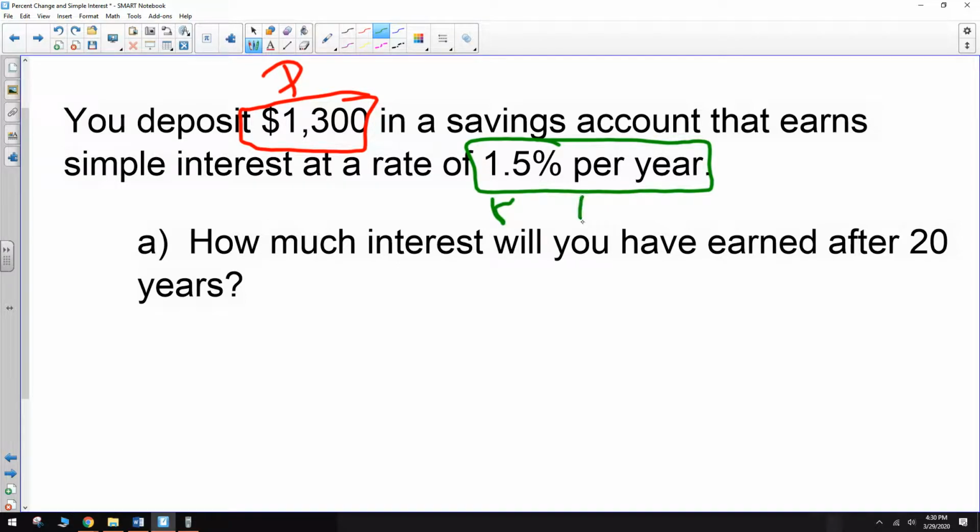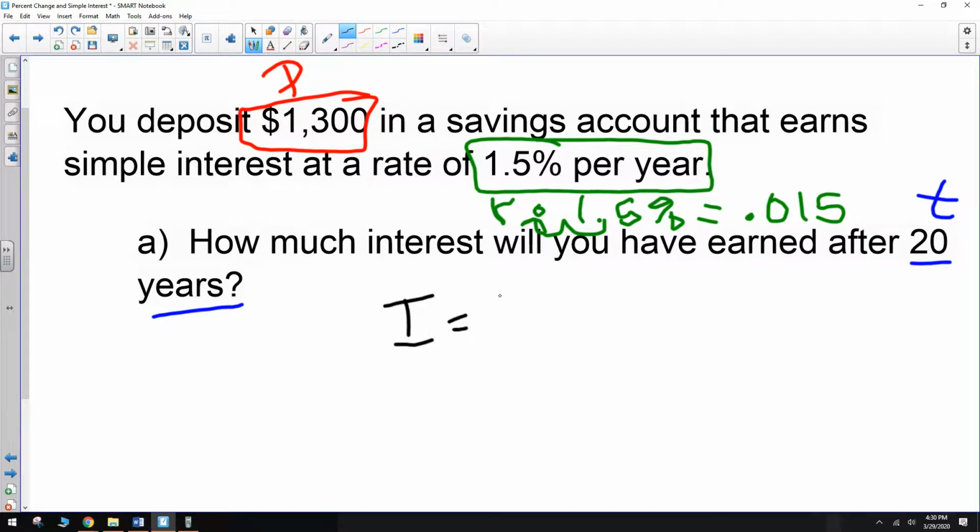But again, I can't leave the percent symbol. So to get rid of it, I move this decimal over 2 spots to the left. Okay, and I have to put a 0 in for a placeholder. So now my rate is 0.015. And then my time is 20 years, so that's going to be my T. Okay. Remembering my formula is I equals PRT.